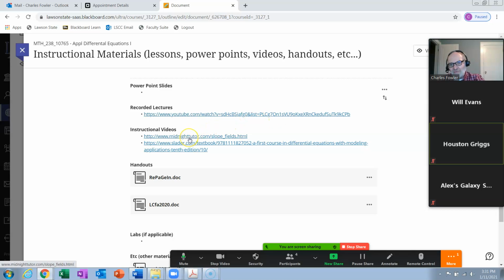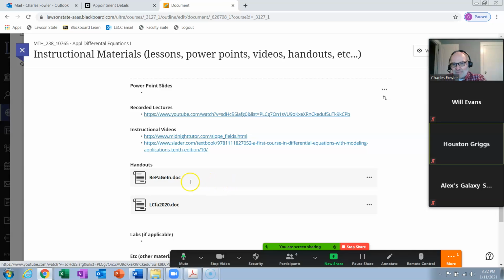Here are some instructional videos. Midnight Tutor, Slater. These are the two I had for Math 238. I think both of these refer to older editions than the one we're using now, because the last time I checked, they didn't have the newer edition there. I don't know if you'll use them. Houston, did you ever use any of the instructional videos I posted in other classes? Okay, that's about normal. 0 to 1 time is about all. They're based on the book, so if you get stuck sometimes they're useful. Most of the time I don't think they are. Usually my videos will be better tools for you, but I put them there because I had them.